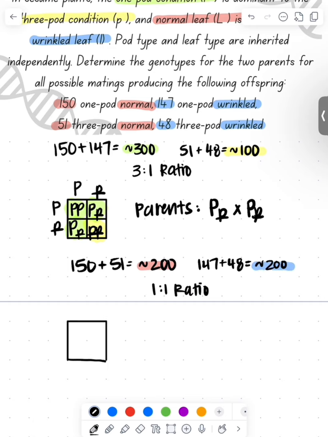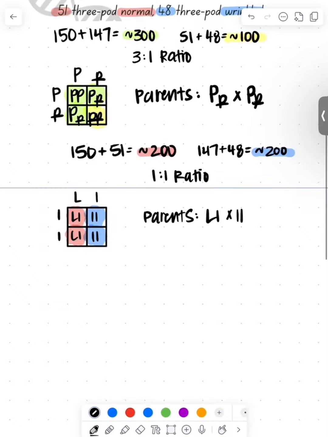So we need to figure out what kind of cross that will be. So that's homozygous recessive for the wrinkled condition, and then a heterozygous. And so as you see from the Punnett square, we have a 1-to-1 ratio. So the parents are going to be heterozygous and homozygous recessive.